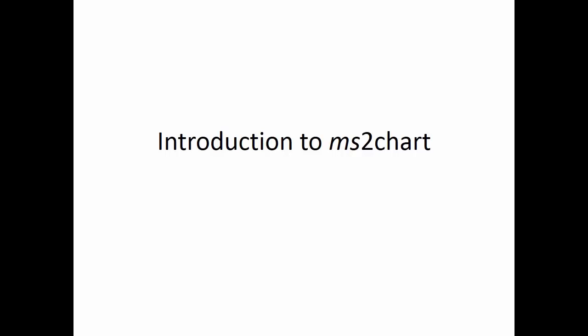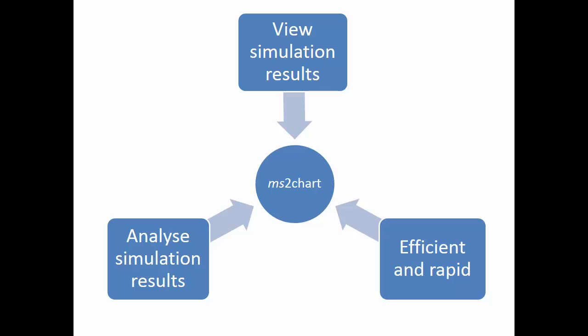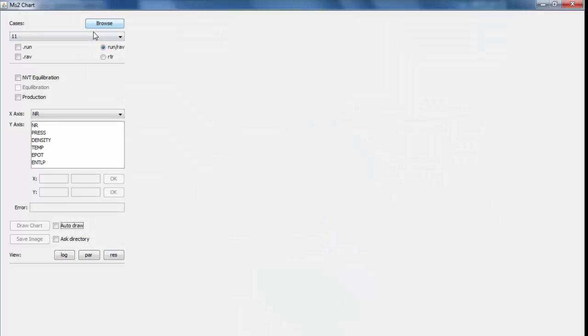This tutorial is about the functionalities and features of the ms2chart tool, which is included in the ms2 software package. ms2chart is an application that should be used to view and analyze the simulation results. It is made for an efficient and rapid use so that it can be applied in large simulation series.